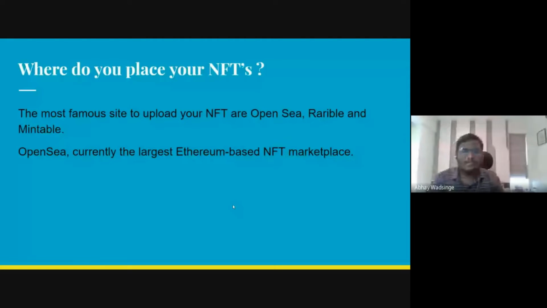60 lakhs or so, and Ethereum is about 3 to 4 lakhs for one ETH. So Ethereum is the blockchain technology behind NFT.